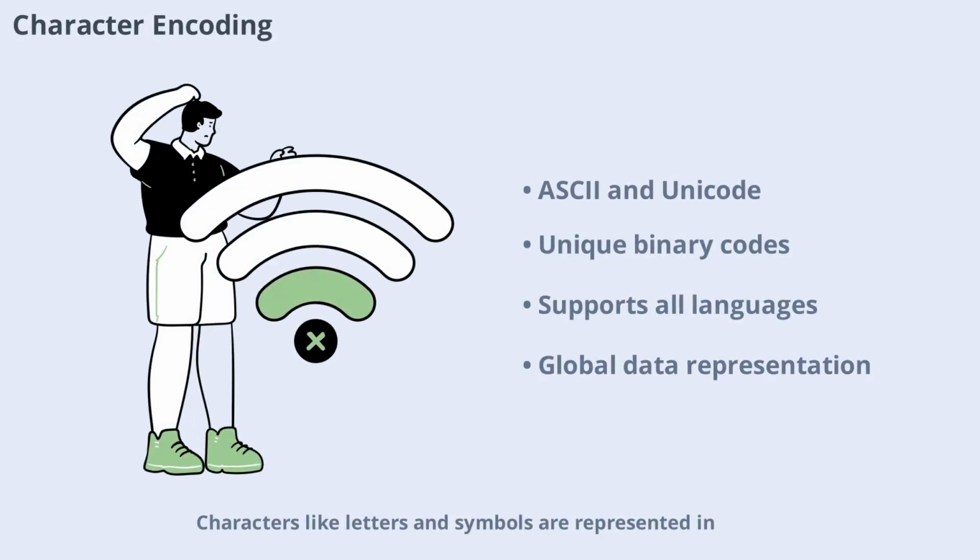Characters like letters and symbols are represented in computers using encoding schemes such as ASCII and Unicode. Each character is assigned a unique binary code. For example, the letter A is 65 in ASCII or 1000001 in binary. Unicode extends this to cover characters from all languages, making computers truly global.